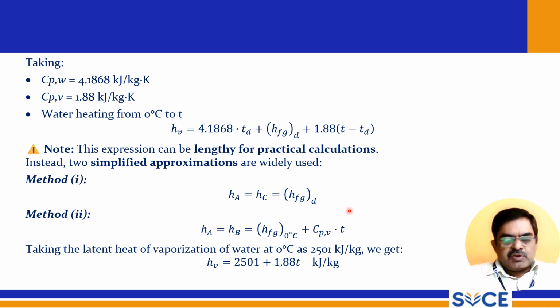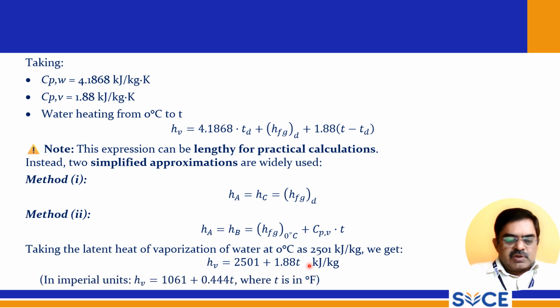So this can be reduced to HV equal to 2501 plus 1.88 T, in kilojoules per kg. Imperial units we don't require, but still you can see HV equal to 1061 plus 0.444 T, where T is in Fahrenheit, not Celsius.